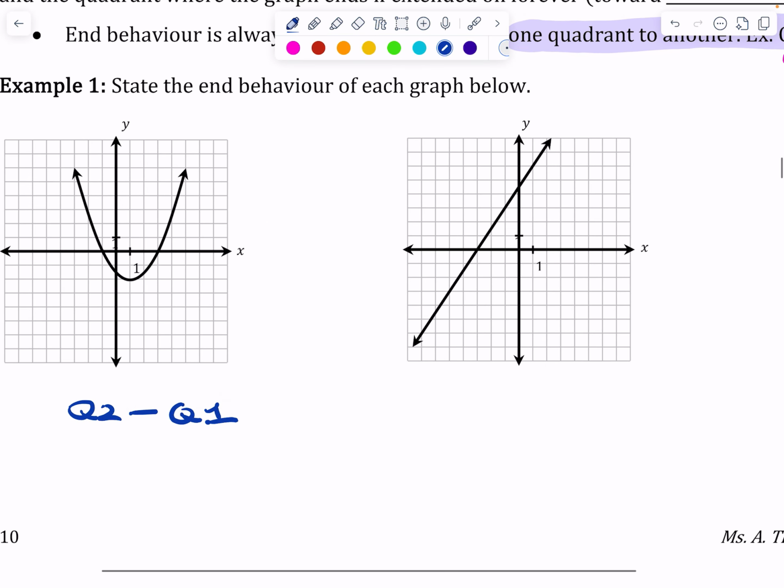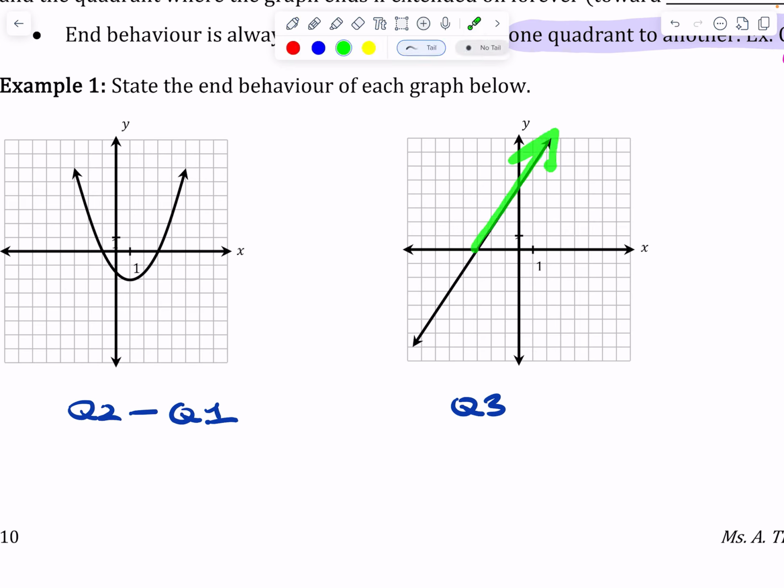For this other relation, left side, this thing is going down and it's yelling timber. And because it's going down, it's going into quadrant 3. Right side, shooting up straight to the sky, and it's finishing in quadrant 1. So the end behavior says it goes from quadrant 3 to quadrant 1. So that's end behavior in a nutshell there.